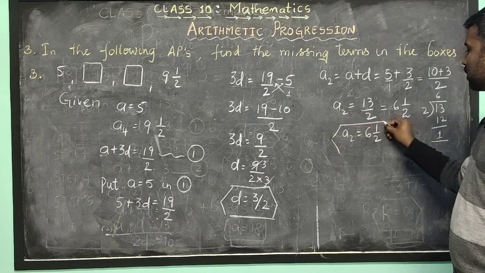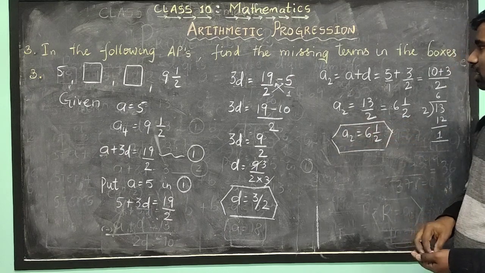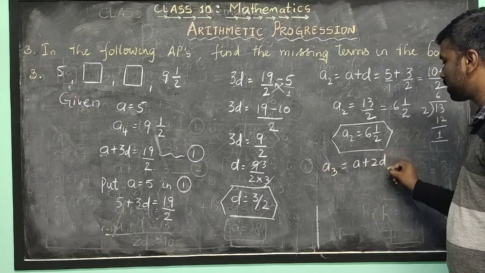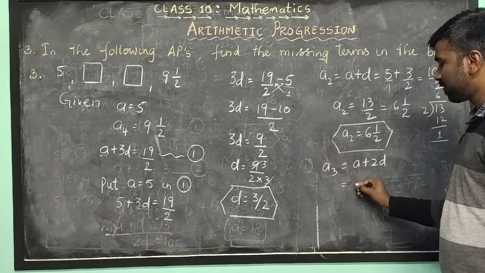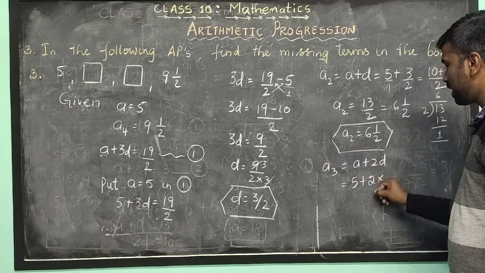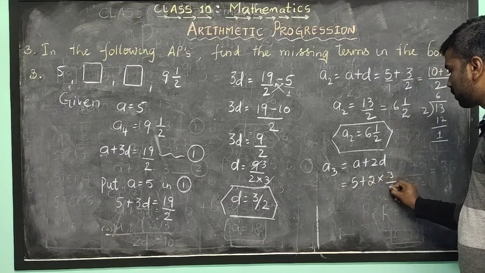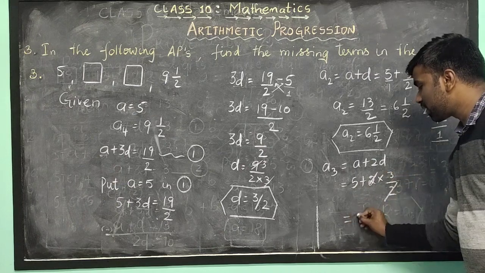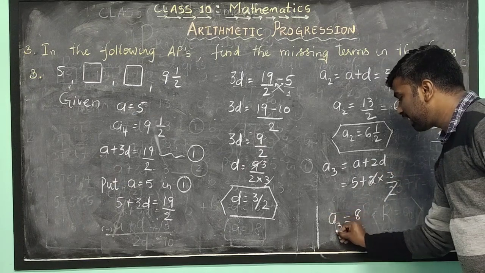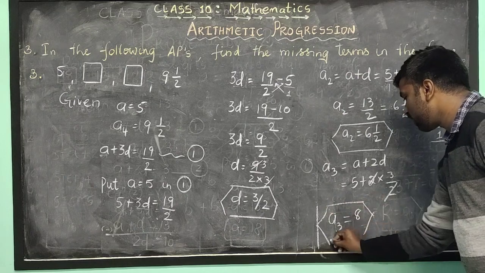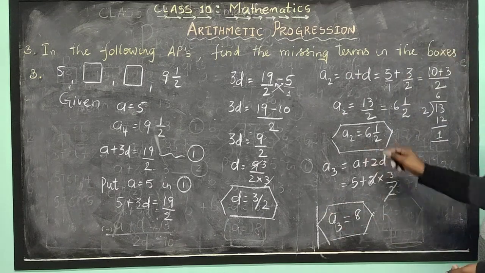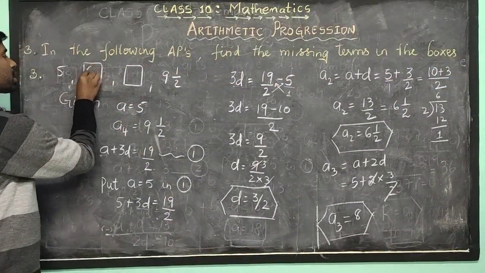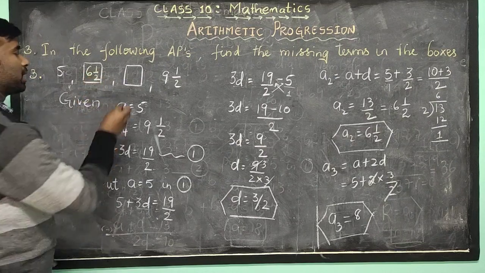Now I should find out the third term. What is the third term? A3 equals A plus 2 times D. What is A? A is 5, plus 2 times D is 3 divided by 2. Now 2 and 2 will get cancelled. What we got is 5 plus 3, which is equal to 8. Therefore, A3 equals 8. Now I'll fill the box: second term as 6 1 by 2 and third term as 8.